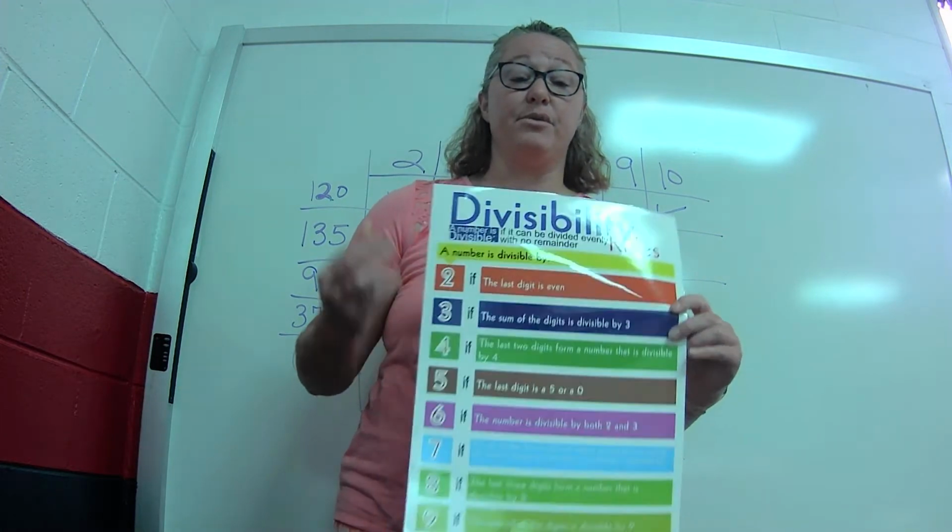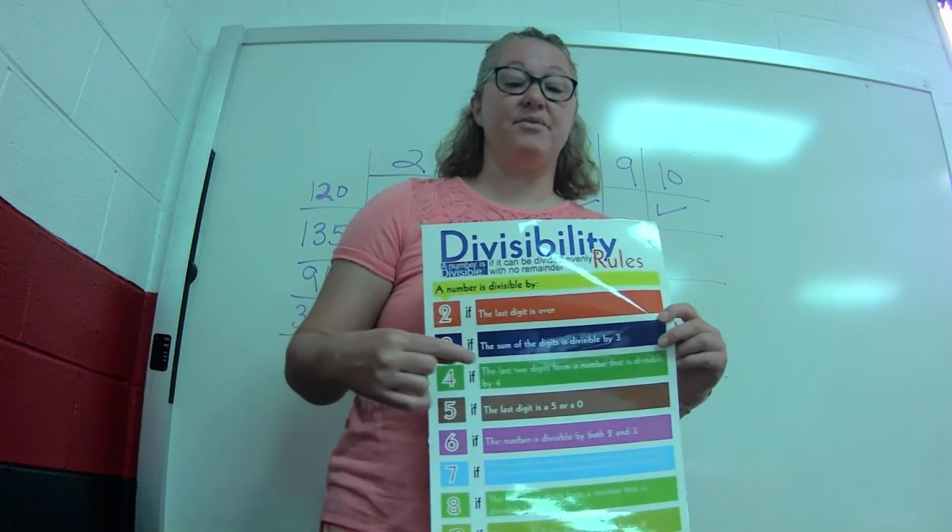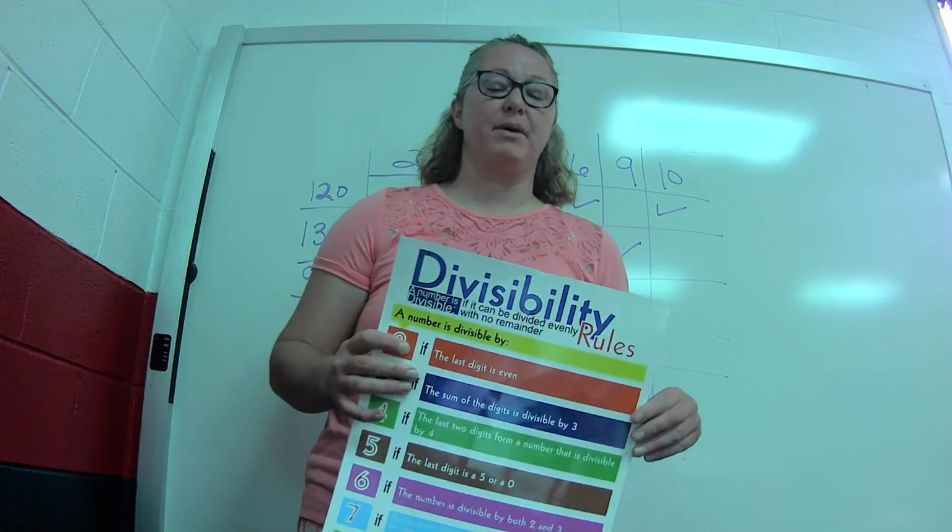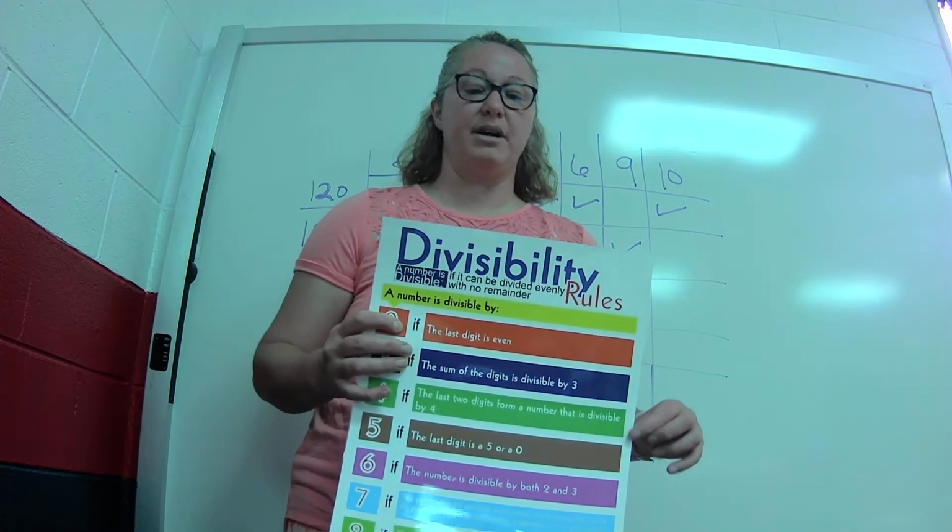With the divisibility rule of 3, we have to add the sum of the digits, and if the sum is divisible by 3, then the whole number is divisible by 3.